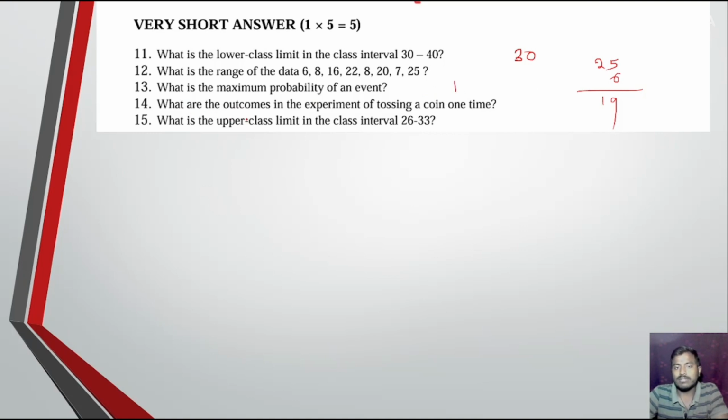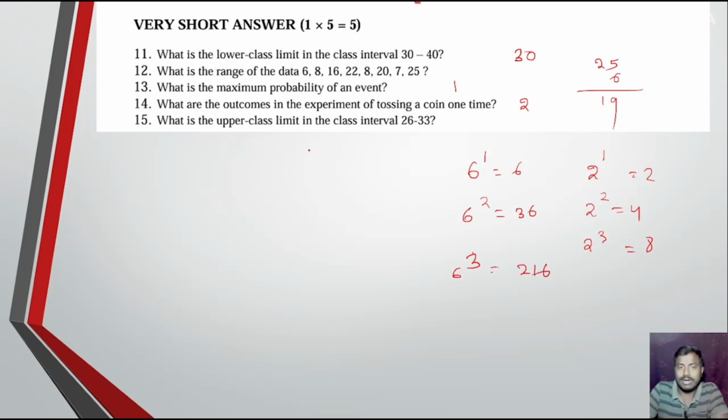What are the outcomes in the experiment of tossing a coin 1 time? That is 2. If the question says tossing a coin 2 times, then 4. How to find? 1 time means 2 to the power 1, 2 times means 2 to the power 2, 3 times means 2 to the power 3, which is 8. And when the dice is thrown 1 time, it is 6 to the power 1 equals 6. 2 times is 6 to the power 2 equals 36. 3 times is 6 to the power 3 equals 216.